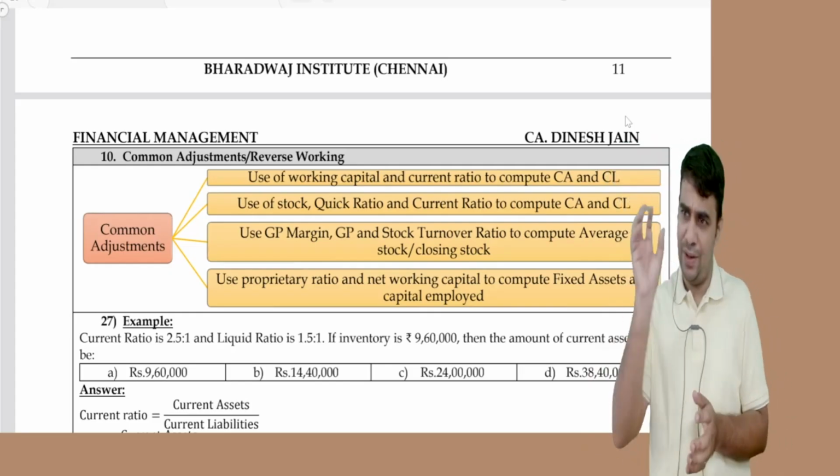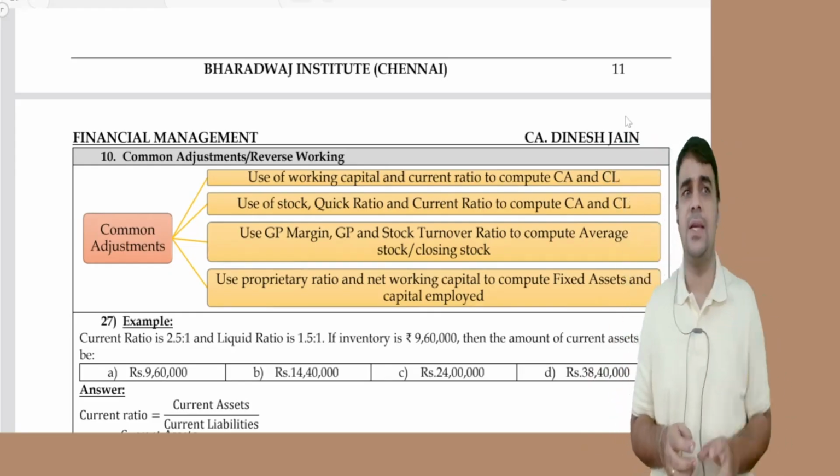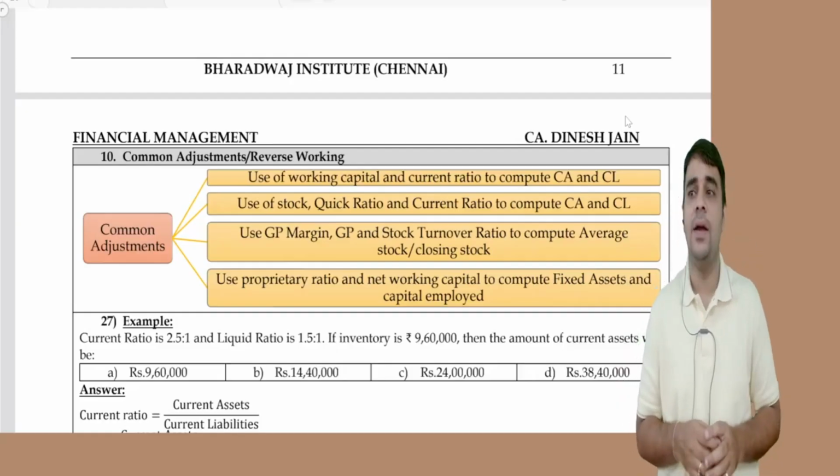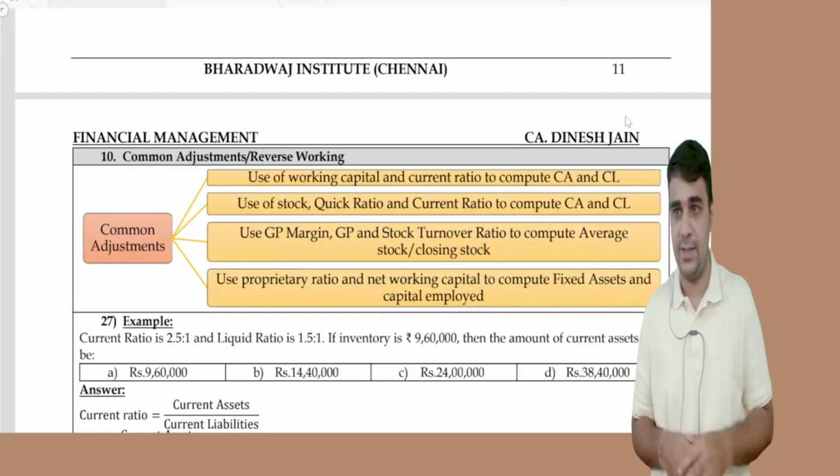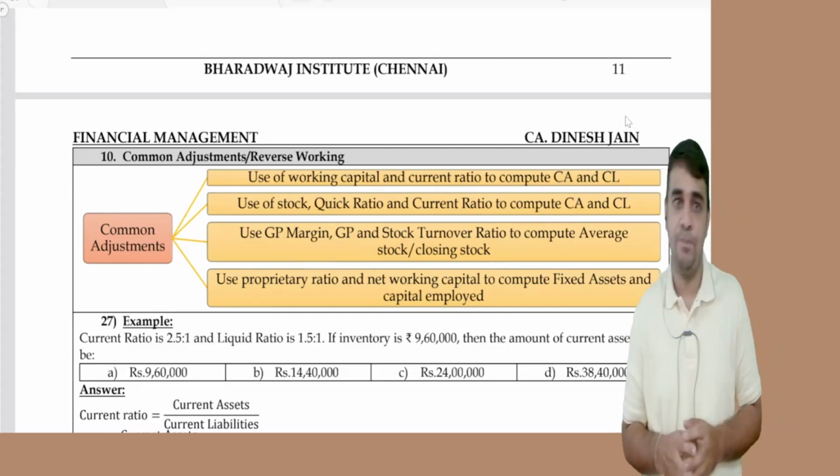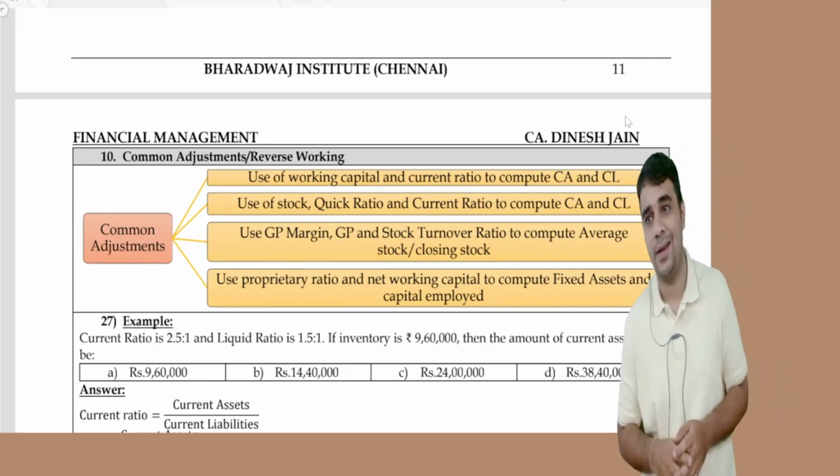Once you have the ratio and you want to directly calculate debtor, debtor is equal to credit sales into number of days by 365 or number of months by 12. We saw certain ratios in relation to market and owner's point of view.